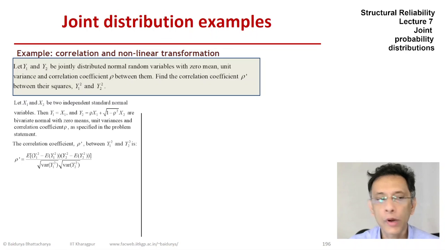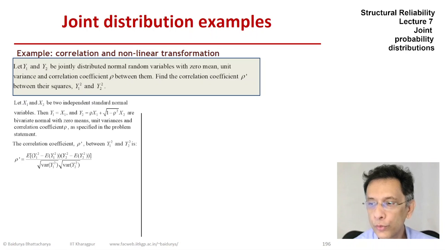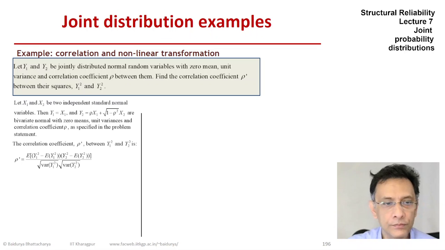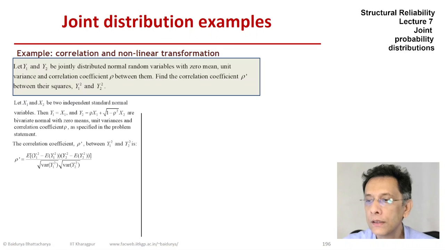So let's now define rho prime in terms of these new random variables y1 and y2. So rho prime, as you see, requires the mean of y1 squared, the mean of y2 squared, the variance of y1 squared and variance of y2 squared, but it also requires the expectation of y1 squared times y2 squared. So we will need to derive them one by one. Let's first get the expectations of y1 squared and also y1 to the power of 4, and likewise for y2 squared and y2 to the power of 4.